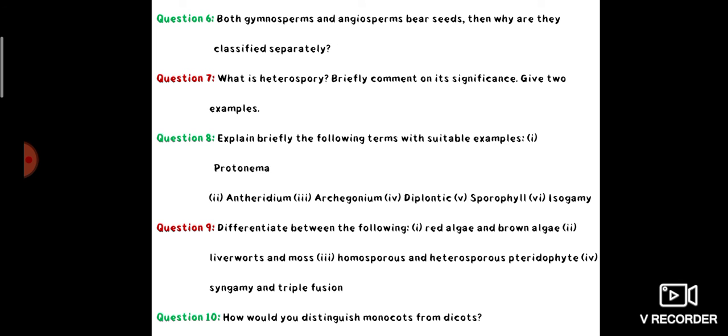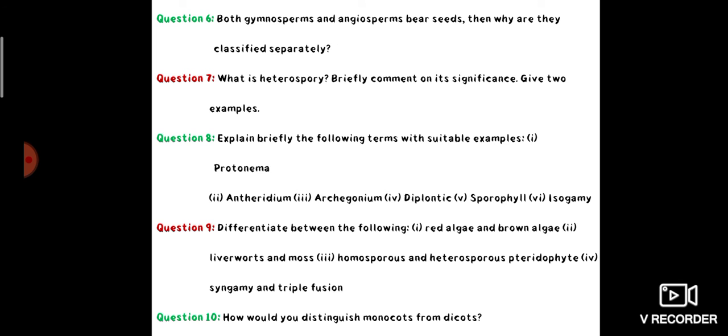Then explain briefly the following terms with suitable examples: Protonema, Antheridium, Archegonium, Diplontic, Sporophyll, Isogamy. All these terms are very familiar and we already discussed them. You just write short notes on them, briefly, in two or three sentences, with a suitable example. For example, Protonema is seen in the moss stage of the life cycle.